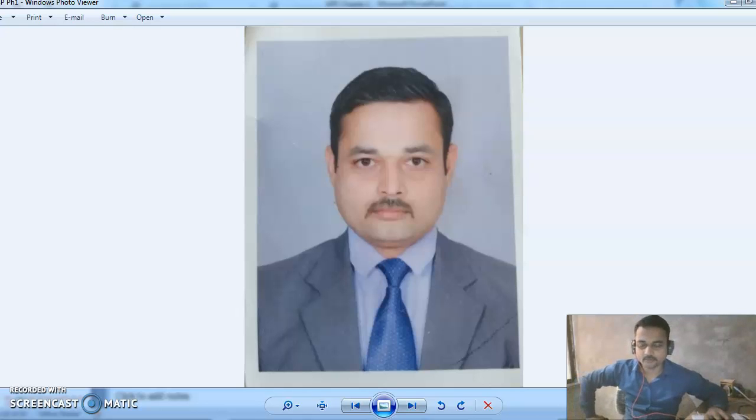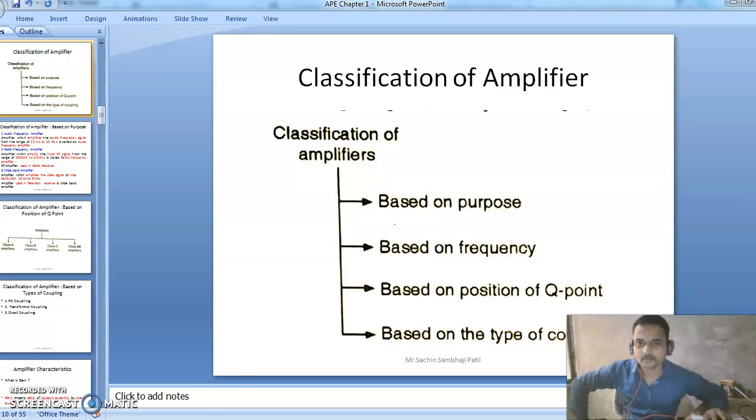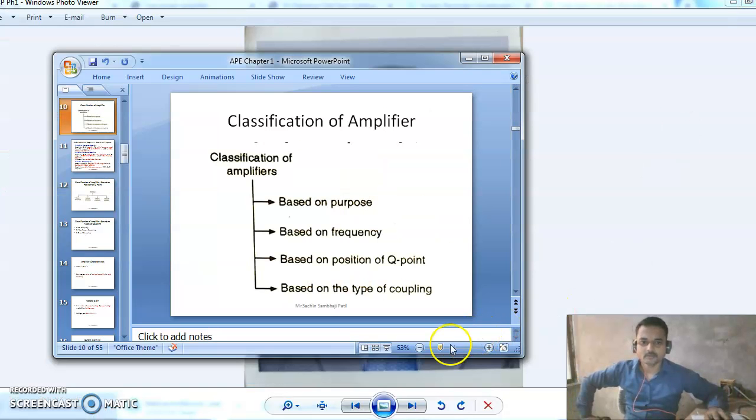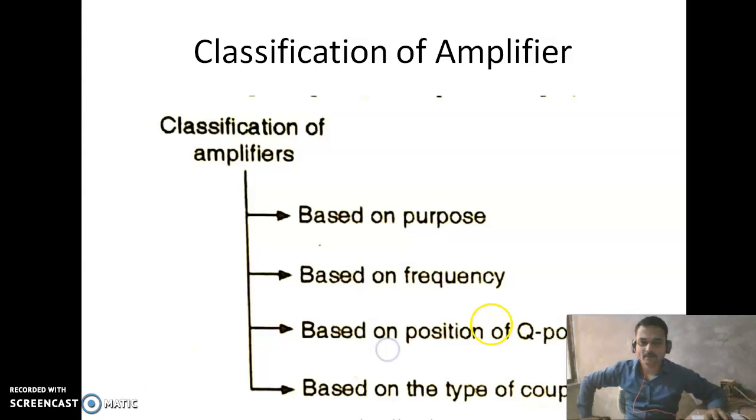In this session, we are going to see the classification of amplifiers. Once again, I would like to welcome all of you. In this session, we are going to see the classification of amplifiers.